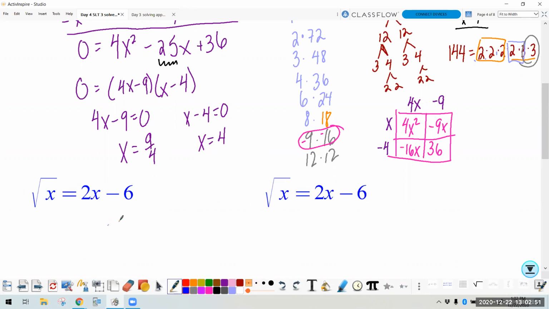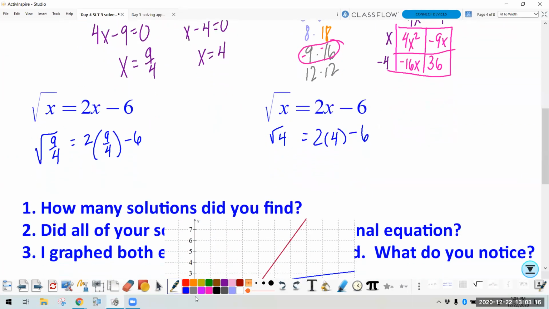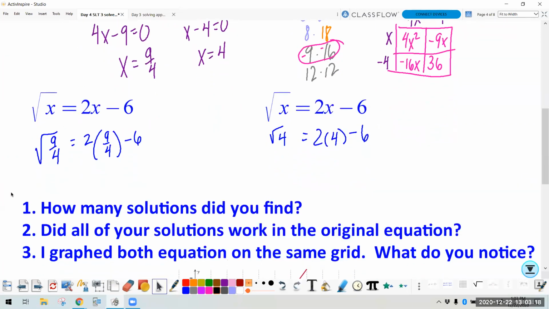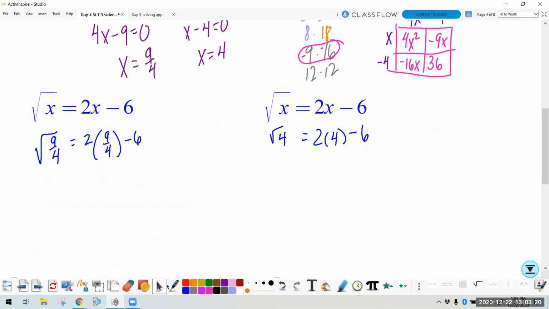So we have to take the answer, substitute back in and see if it's correct. So we're going to take 9/4 and check that answer. And we're going to check 4 and check that answer. So you have to check both. We'll get to those questions in a minute. All right, let's check the 4 first.